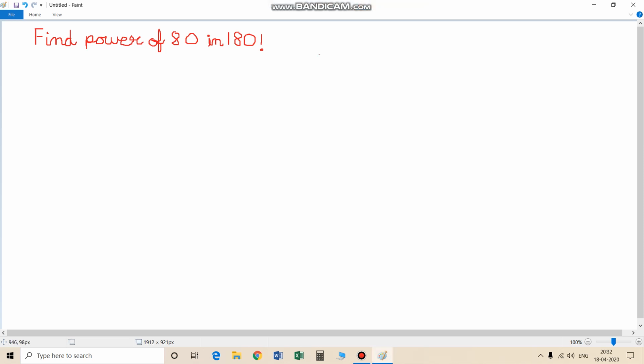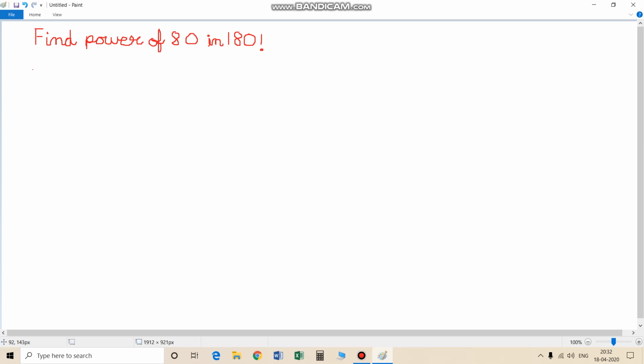This is the question. It states for de Polignac's theorem Q4: find the power of 80 in 180 factorial. If you haven't seen the previous three questions, it will be difficult for you to understand this, and you must see the previous three for better clarification. Otherwise, I am going to start with the solution.